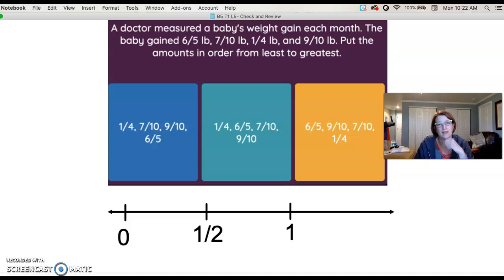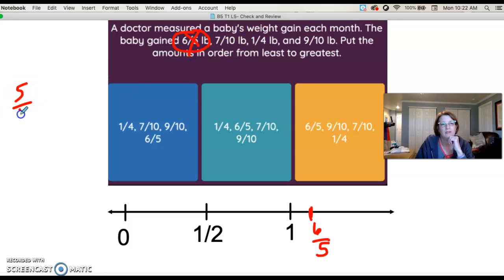Now this is a question that actually came out of your Math 180 book. A doctor measures a baby's weight gain each month. The baby gains 6/5 of a pound, 7/10 of a pound, 1/4 of a pound, 9/10 of a pound. Put the amounts in order from least to greatest. So I want to go to this first one, 6/5. When the numerator is larger than the denominator, we know that that's more than 1. So that one goes up there.